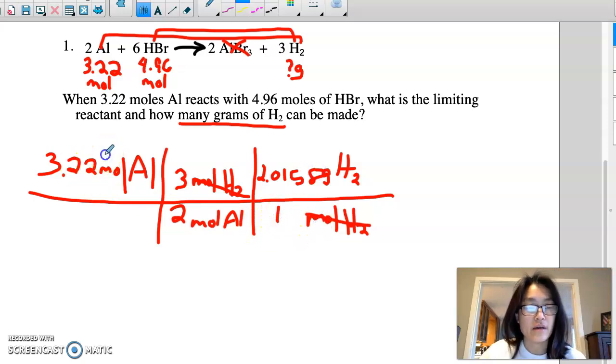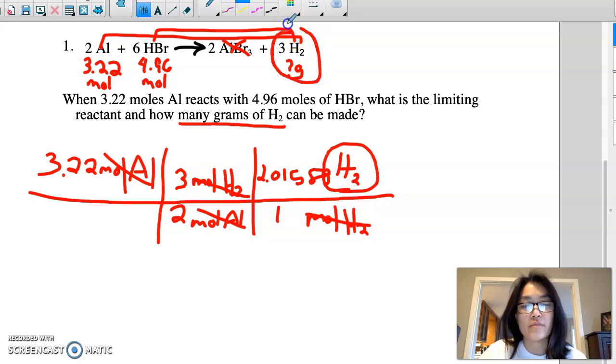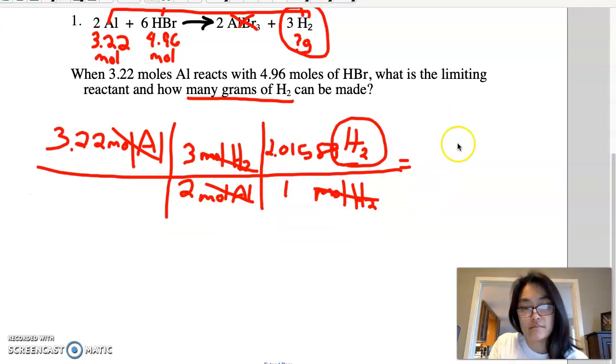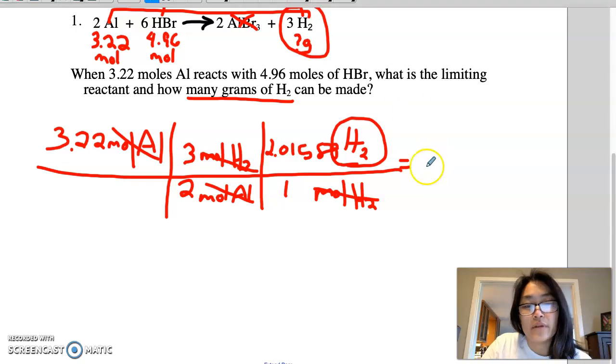So look what cancels out. Moles of aluminum cancels out with moles of aluminum. And that means that if I do this calculation, I'm left with grams of hydrogen, which is what I'm trying to solve for up here in this problem. So if you punch that in your calculator, you should be getting an answer. It turns out that it is 9.74. So I'll put in 9.74, and that is, of course, grams of hydrogen. So that's the result of that conversion.